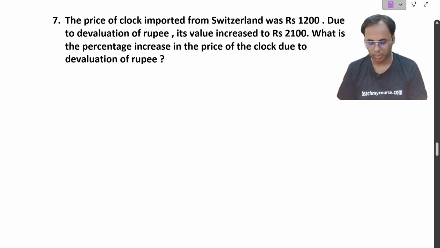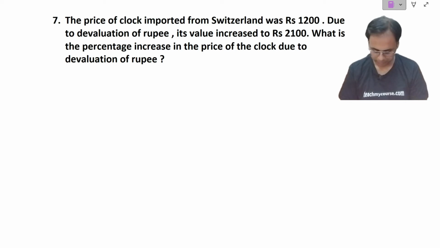The price of clock imported from Switzerland was rupees 1200. Okay. Due to devaluation of rupee, its value increased to rupees 2100. So what is the percentage increase in the price of the clock due to devaluation of the rupee? So the concept of devaluation of the rupee is being given here, and you need not worry about it, because you need to take it in a very simple way.